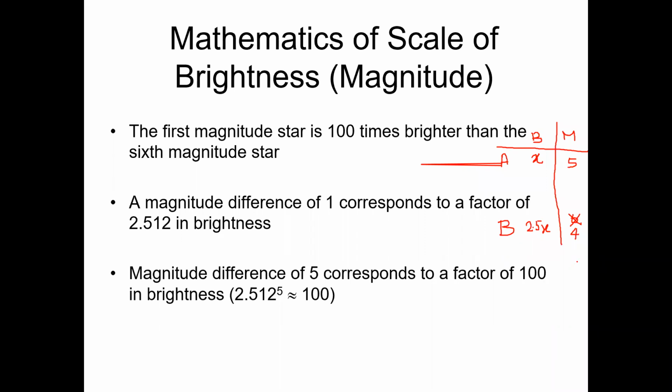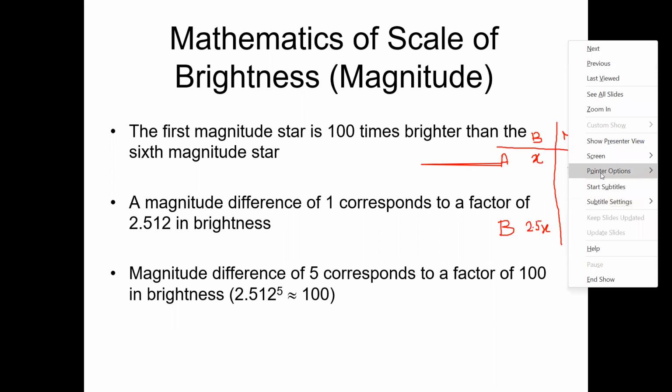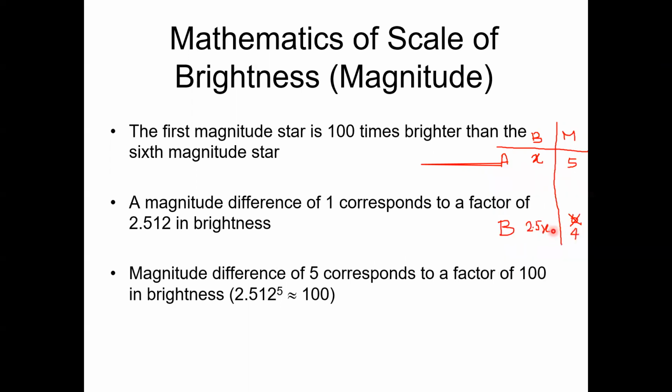When the brightness increases, the magnitude drops. That's how the numbers were assigned. So a magnitude 4 star is brighter than a magnitude 5 star, and the difference is 2.5. Please keep that in mind.